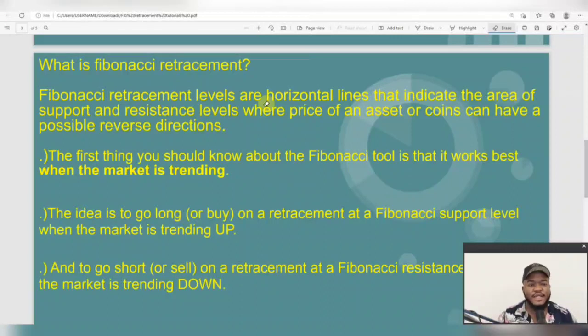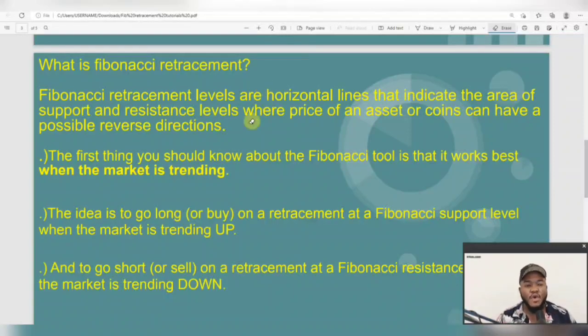You understand? So these are levels, horizontal lines. When you plot this in your chart, you will see the horizontal lines. These are levels whereby if a coin is on one particular trend, there will be a possible retracement of that coin. So what we use Fibonacci retracement levels for is, when those retracements are happening, to let Fibonacci help us point out the particular level where there will be a reversal of that retracement.